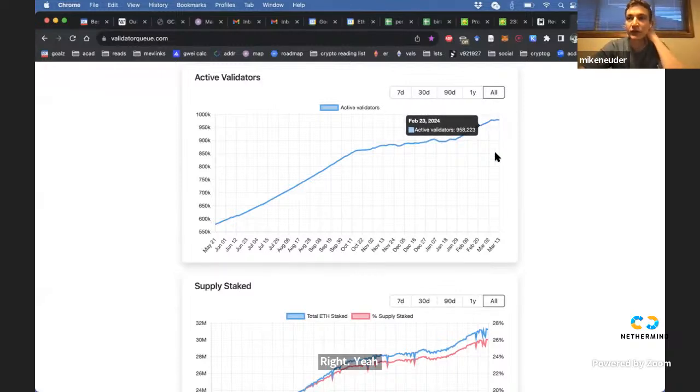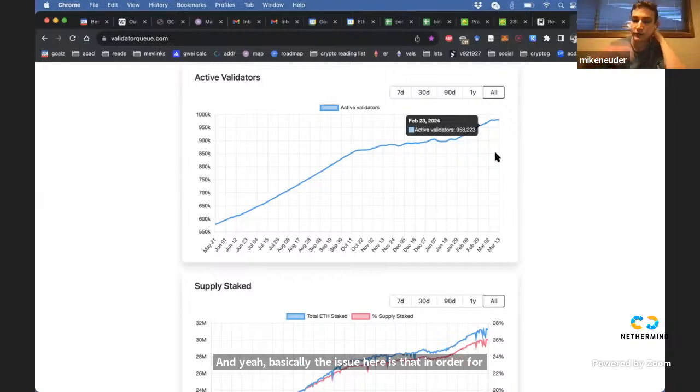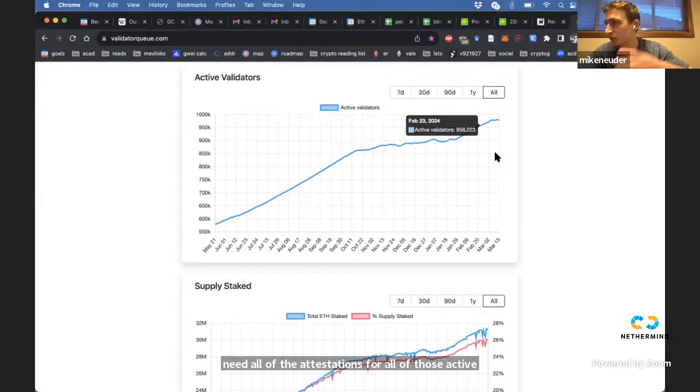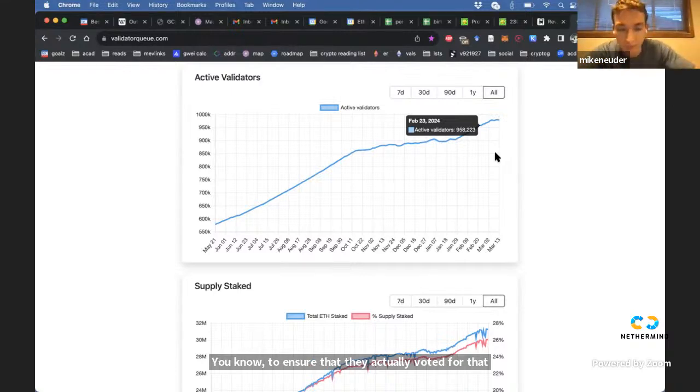And yeah, basically the issue here is that in order for this finality, in order to have this heuristic for economic security given to a block, you need all of the attestations for all of those active validators to be aggregated and verified, to ensure that they actually voted for that block. And doing so in such a short time frame of a single slot is very difficult, which is why it was split over this entire epoch, which is 32 slots. So dividing that work and doing it over those 32 slots is a lot more feasible.